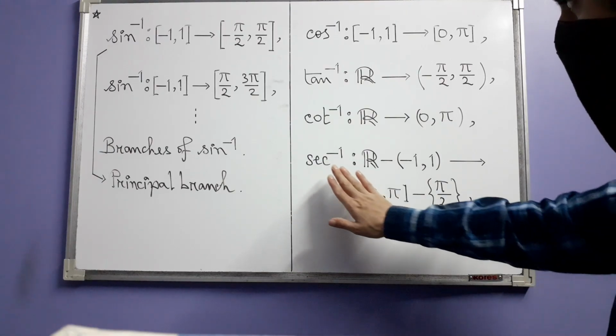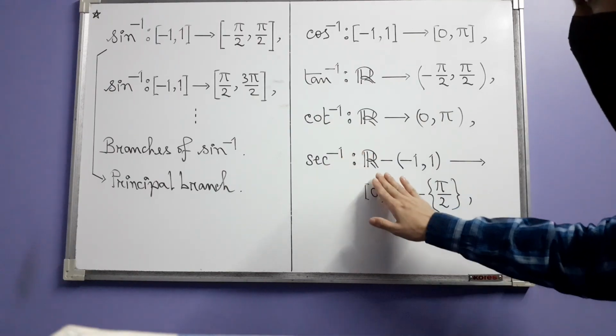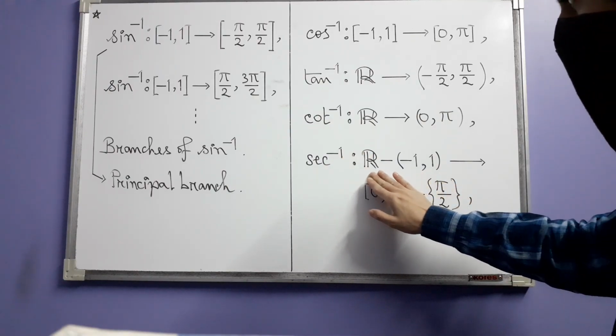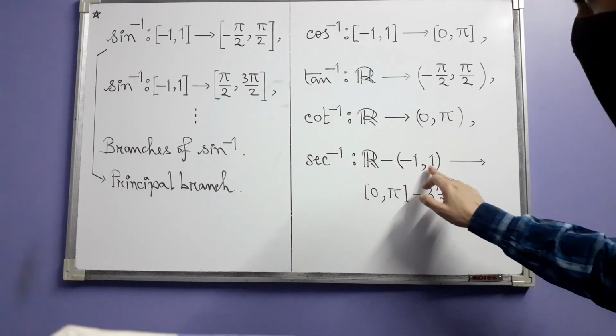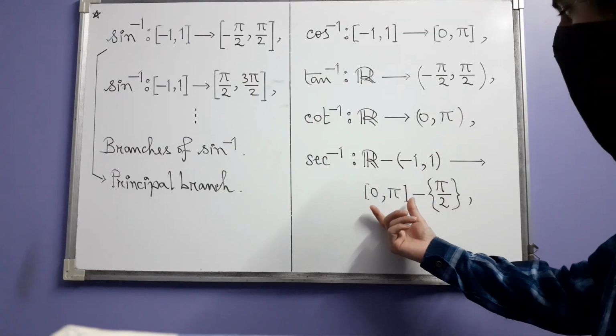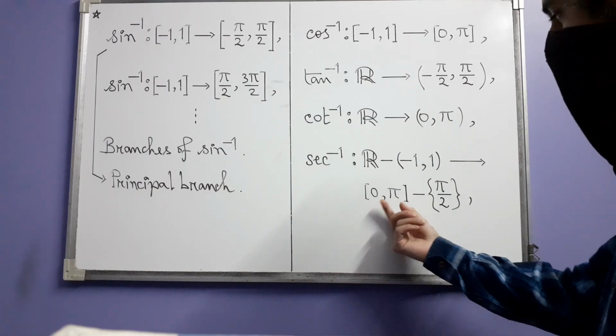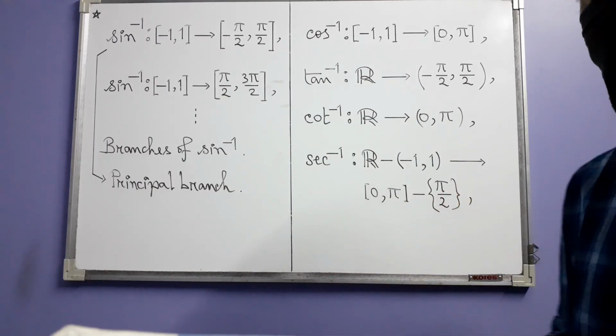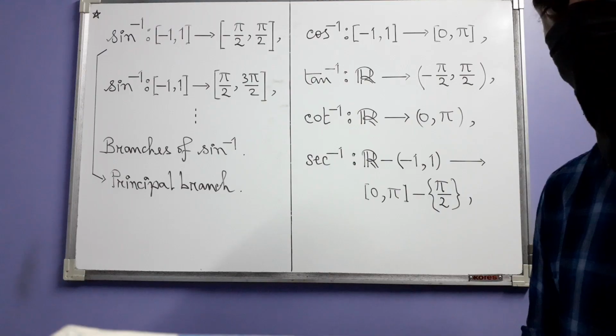For the inverse secant function, this is the principal branch, the domain is this difference. From R we remove this open interval minus 1 comma 1, and the range is this closed interval 0 comma pi, from which this single point pi over 2 has been removed.